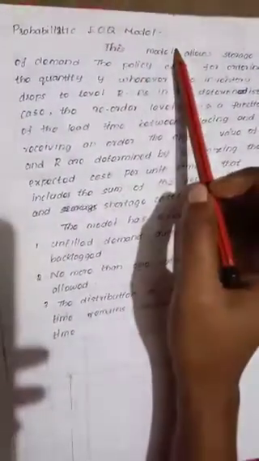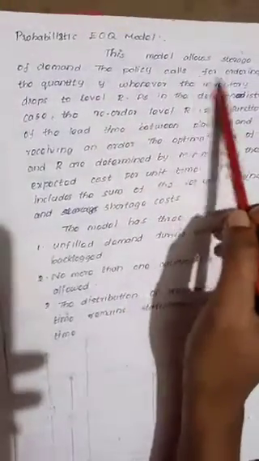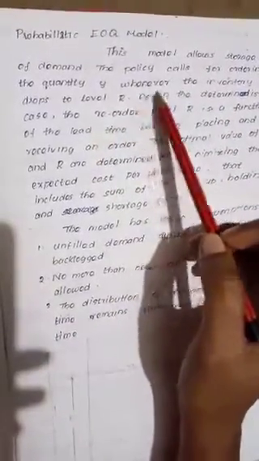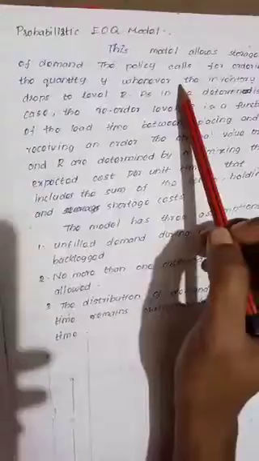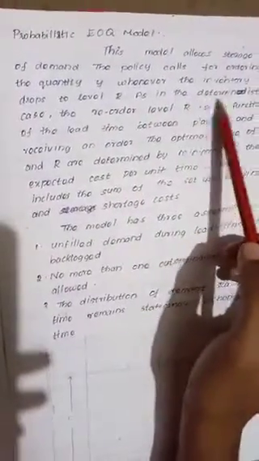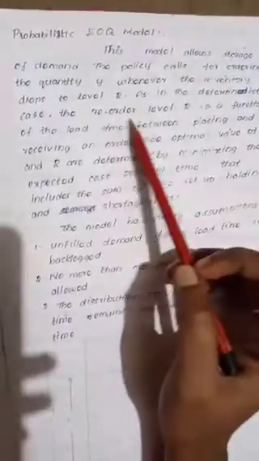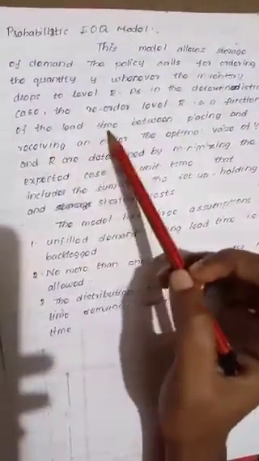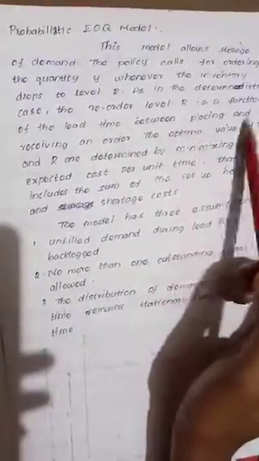Probabilistic EOQ model. This model allows storage of demand. The policy calls for ordering the quantity Y whenever the inventory drops to level R. As in the deterministic case, the reorder level R is a function of the lead time between placing and receiving an order.